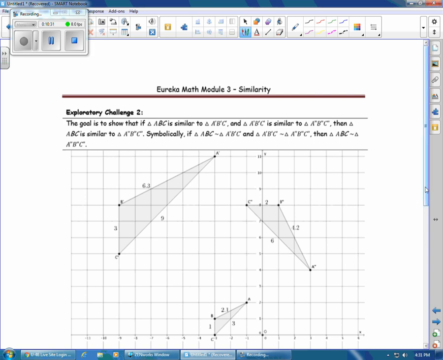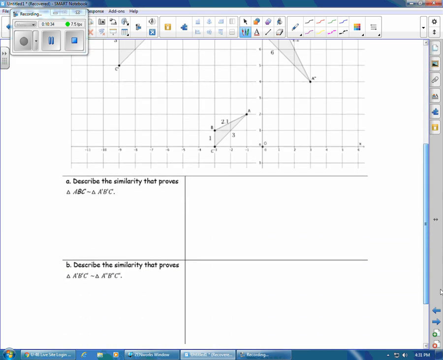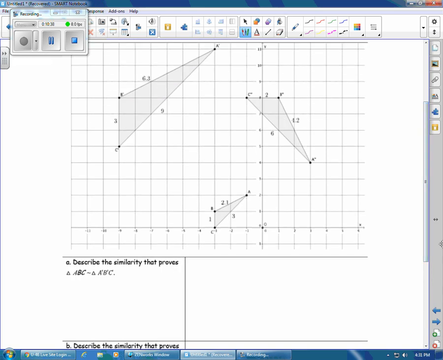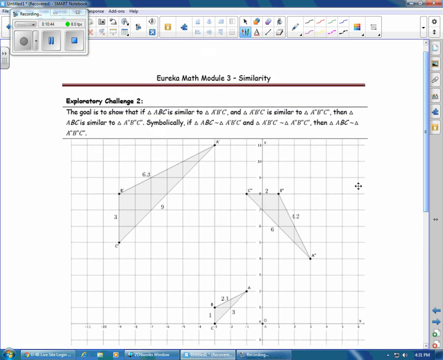Okay, second exploratory challenge. Here's where having some colors might come in handy. This is one that actually might be a little bit tricky to do with the program, but I'm going to try. The goal is to show that triangle ABC, this little one down here, is similar to triangle A prime, B prime, C prime, this one up here. Let me back up and start talking again because I really made a mess out of those directions. I'm going to read the directions and then I'll start pointing at things.